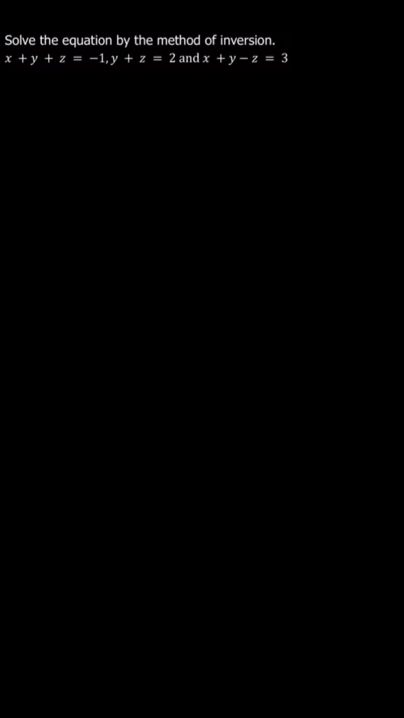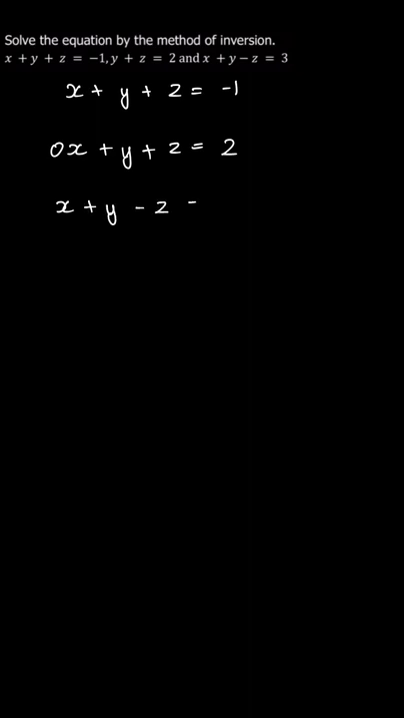Hello everyone. In this question we have to solve these three given equations by the method of inversion. For that we will first write all the equations. So we have x plus y plus z is equal to minus 1. Then we have 0x, because x is not there, plus y plus z is equal to 2. And then we have x plus y minus z is equal to 3.